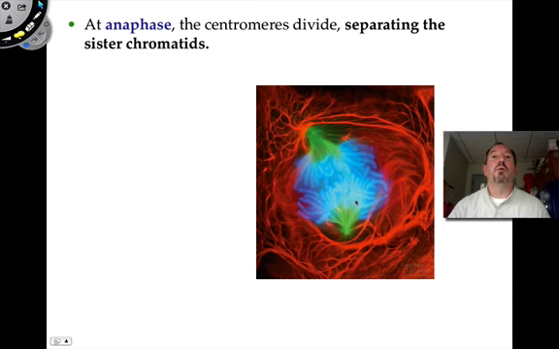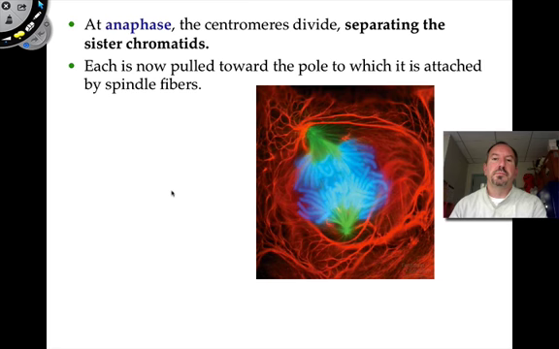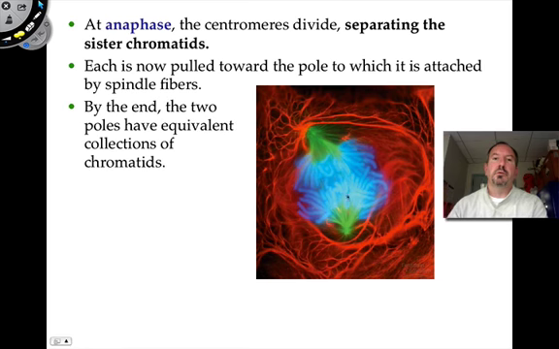So what's the point? The point is you've got to separate the DNA because the cell is about to divide. So anaphase separates the sister chromatids. Very important. They're being pulled apart, and the equivalent amount of DNA is moving left and right.